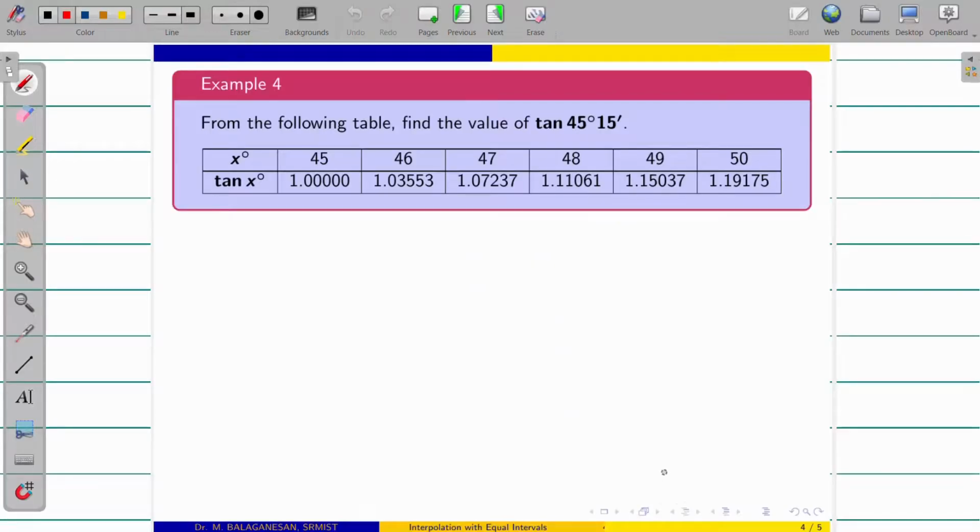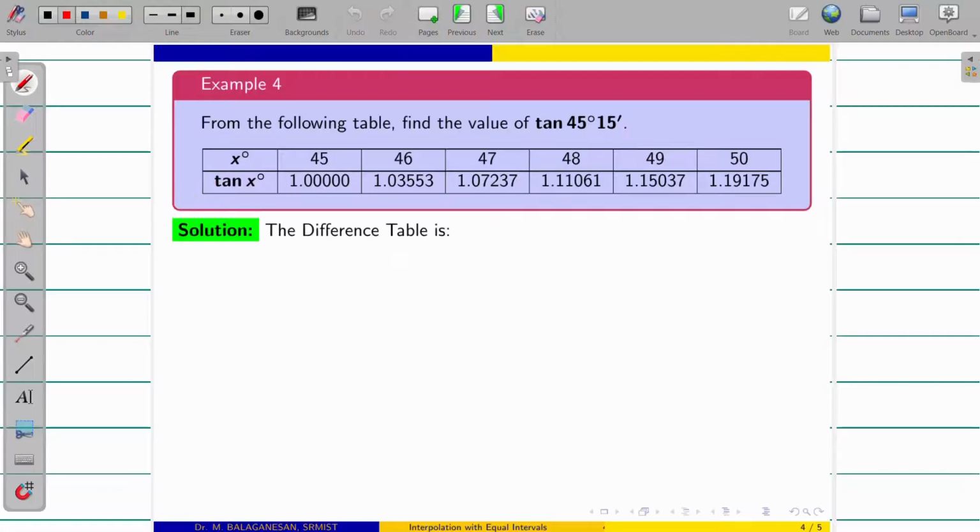This next one is different when you compare it with the previous three, because the values are given in degrees and minutes, so you should know how to handle such a thing. That's why I have chosen this particular problem here. X is given in degrees, and tan x will be this. So x and y, where y equal to tan x. That's it. They have given these values.